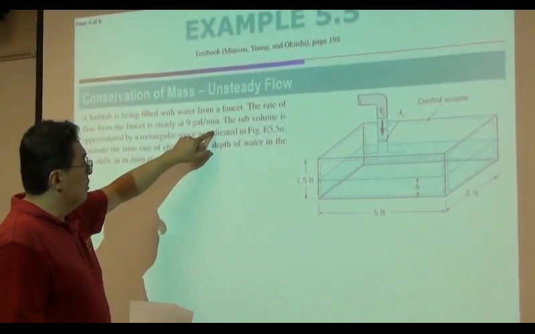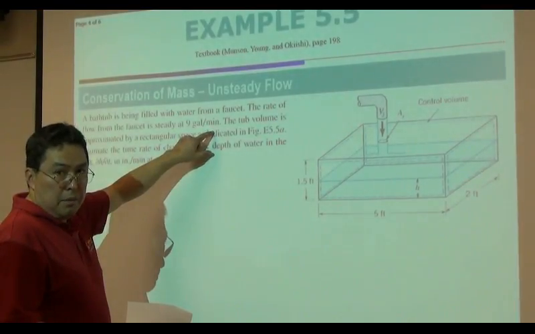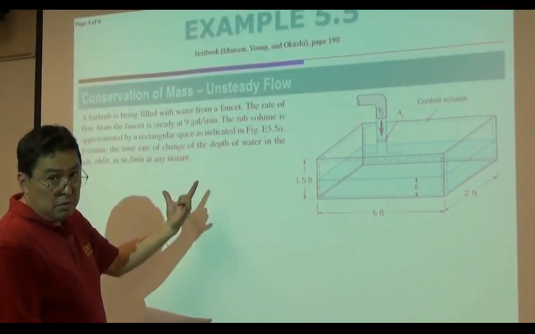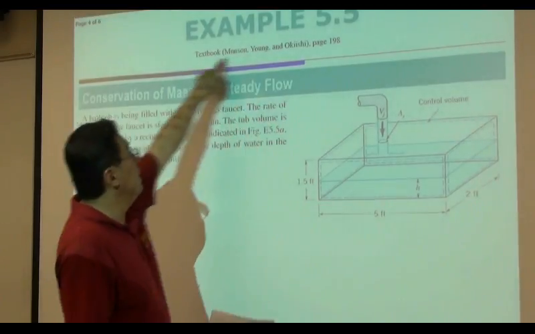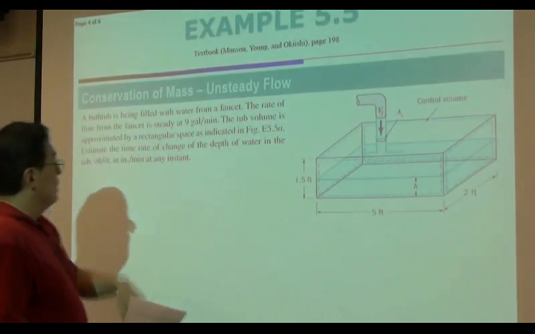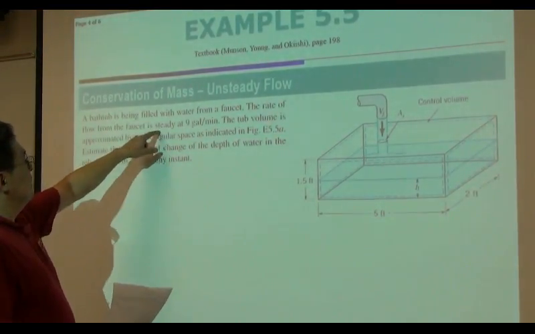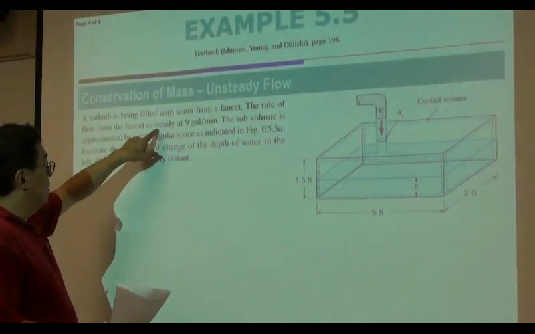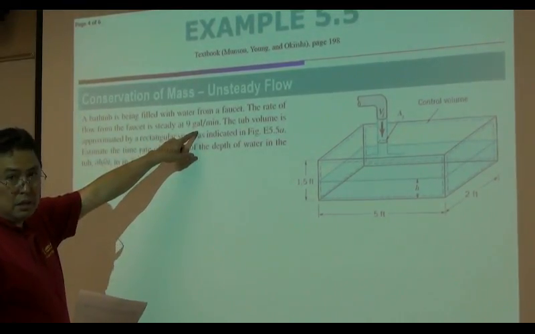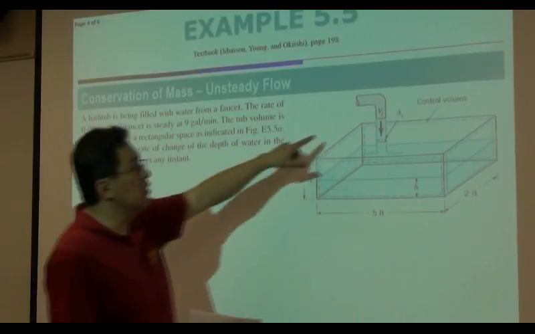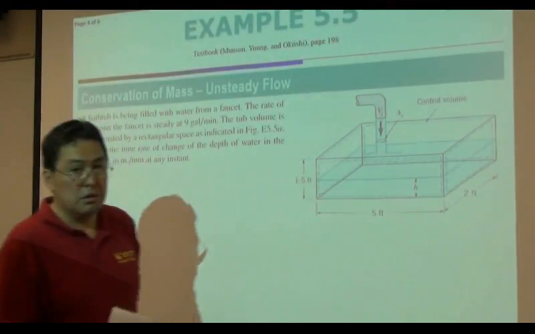Okay, so do not make a mistake that this is a steady state problem. This is actually unsteady problem. Just because the problem says some kind of steady, do not be fooled by it. This steady means this 9 gallons per minute doesn't change over time. So the flow rate Q incoming is a constant over time.